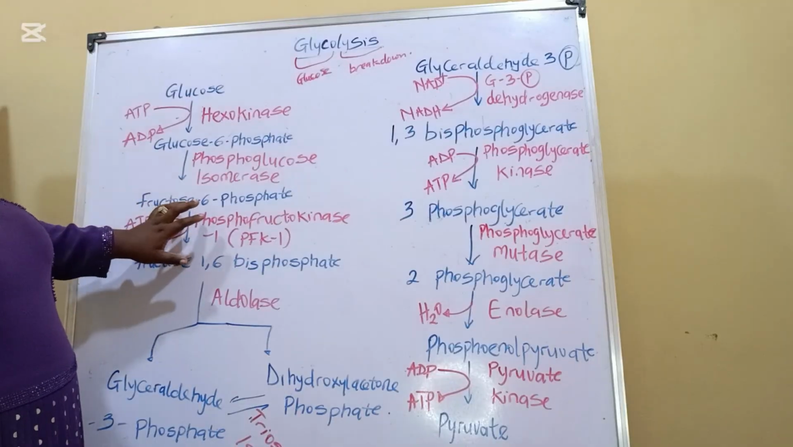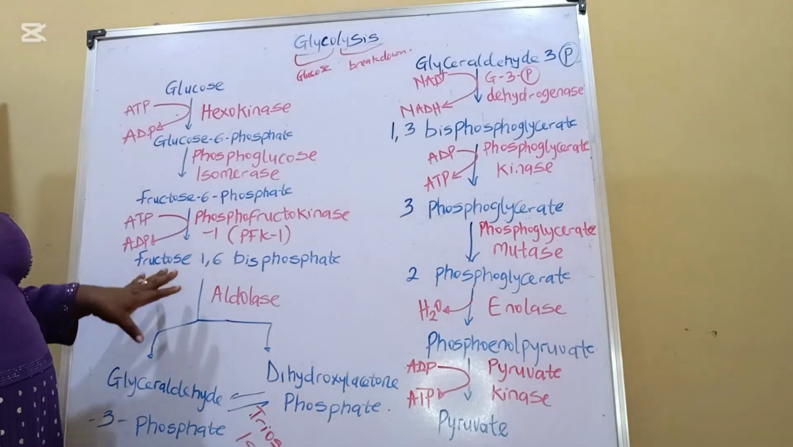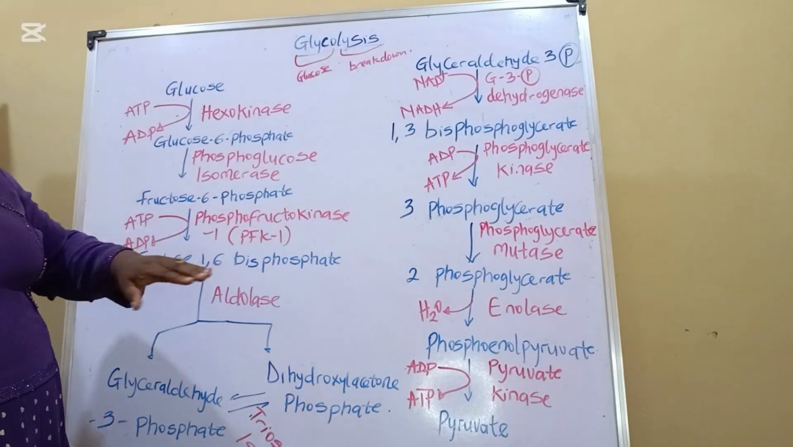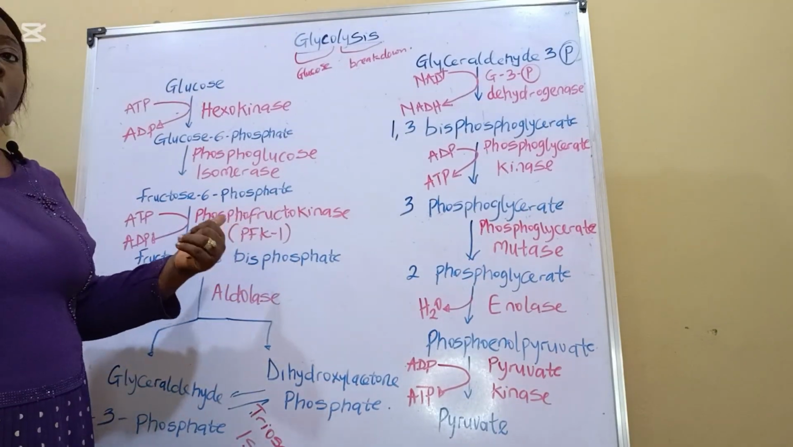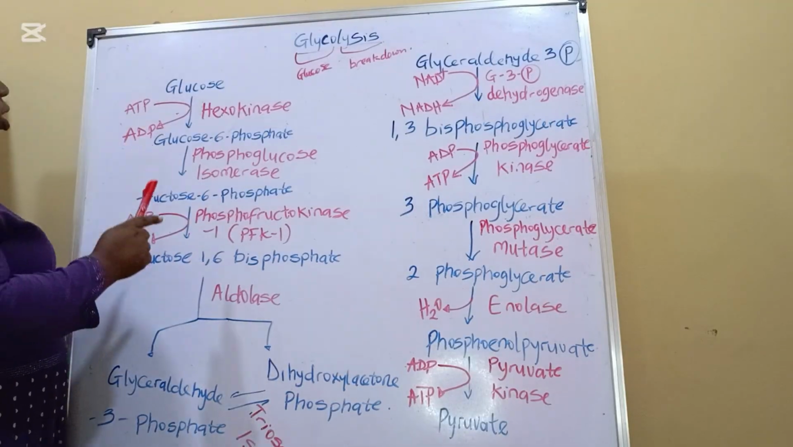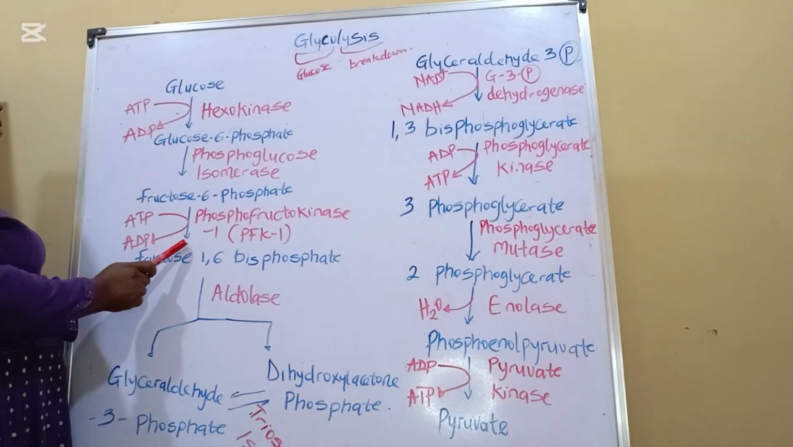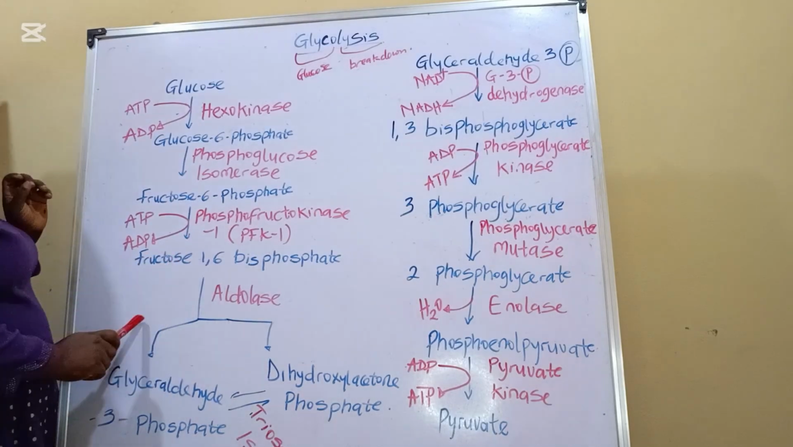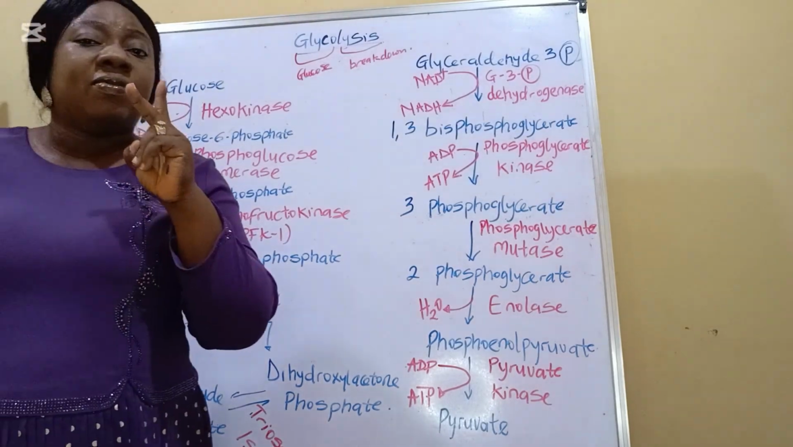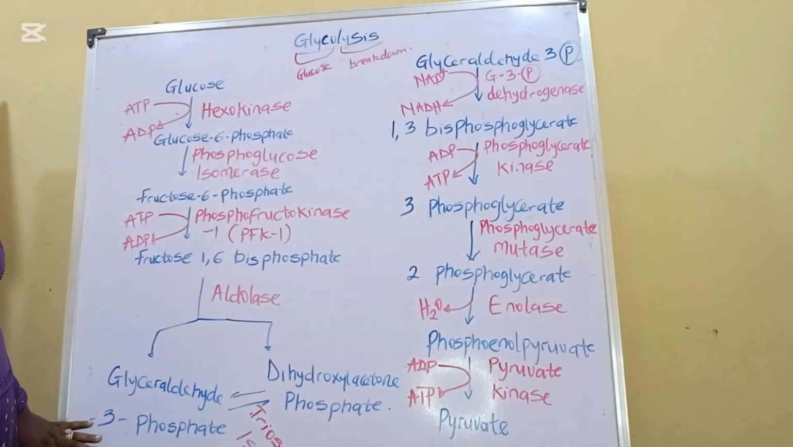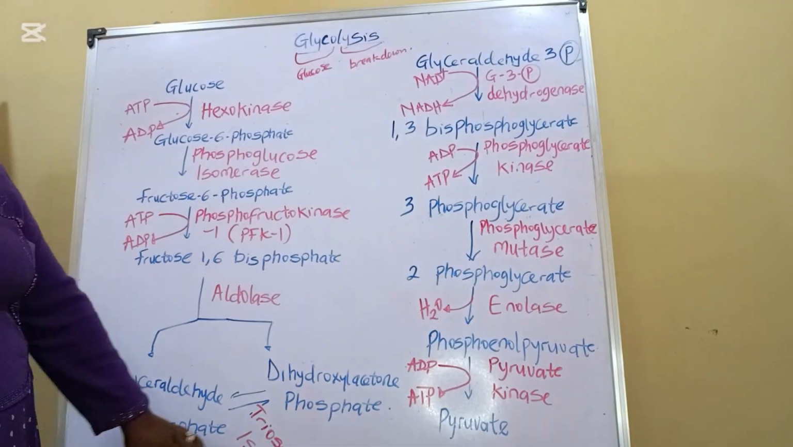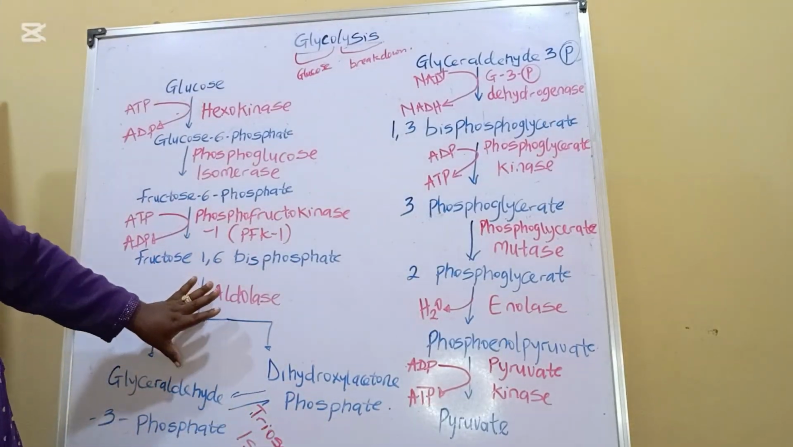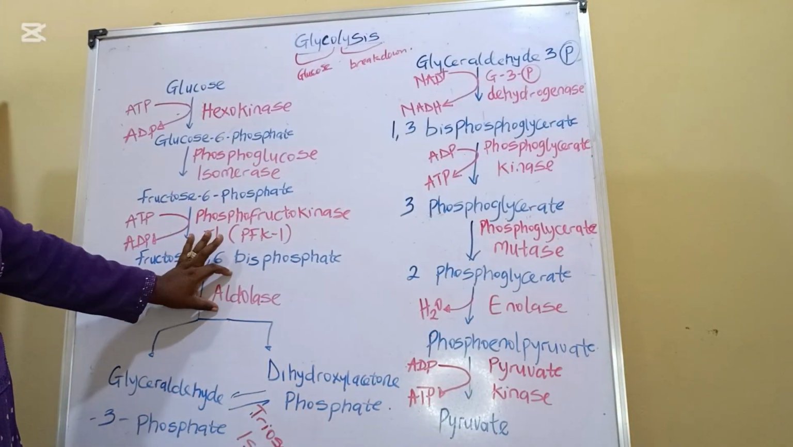Then fructose 6-phosphate is converted into fructose 1,6-bisphosphate with the help of the enzyme phosphofructokinase 1, that is PFK. And then also an ATP is used up and we get ADP. Further, fructose 1,6-bisphosphate is converted and gives us two products: glyceraldehyde 3-phosphate and dihydroxyacetone phosphate. The enzyme that catalyzes this reaction is aldolase.